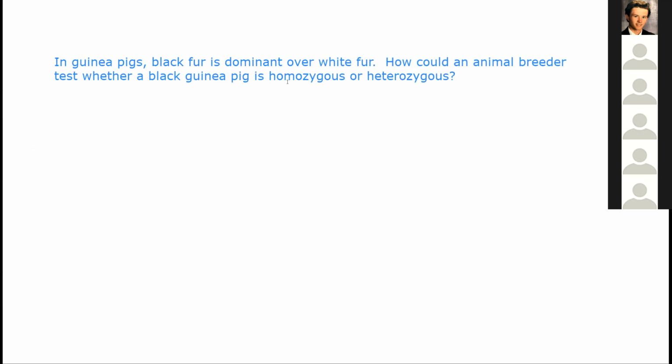So what does it mean if the guinea pig is homozygous? He has two dominant genes. Sure, he's got two dominant genes or two of the same alleles. And what about heterozygous?